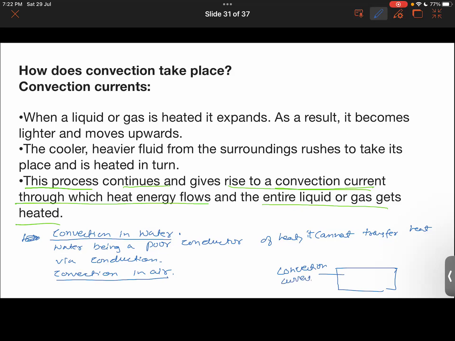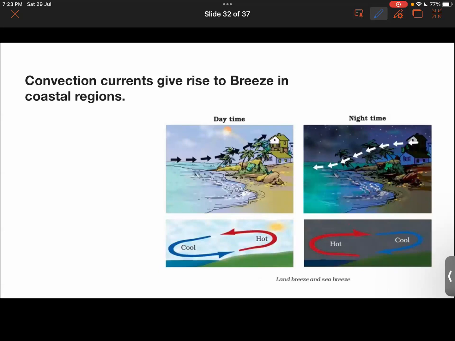Now let's come to the concept of how the flow of heat takes place in coastal regions. You guys know what coastal regions are? The region where sea and land meet is called a coastal region, right? So in the daytime, what do we observe? That there is a flow of wind or breeze generally from the sea towards the land.